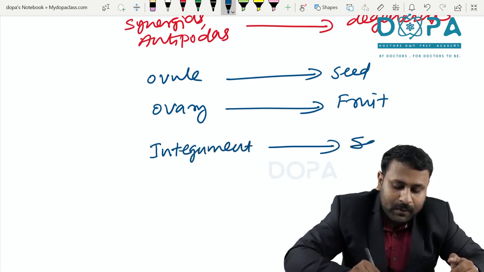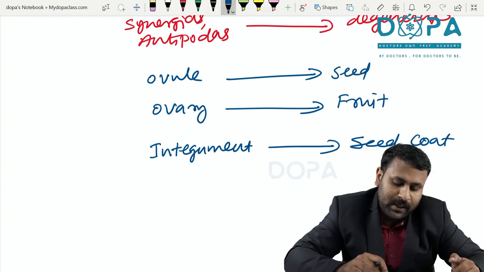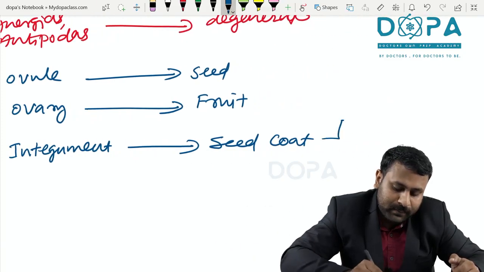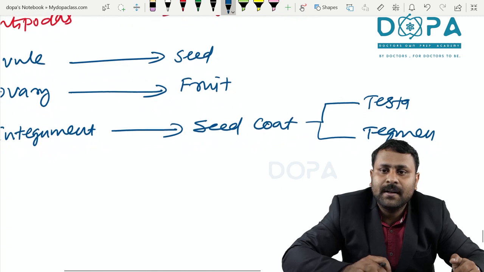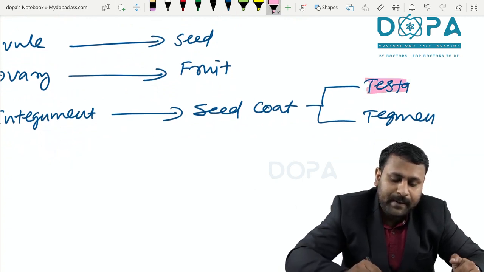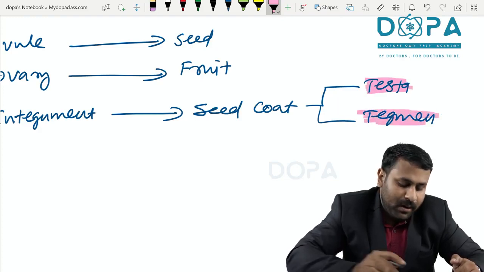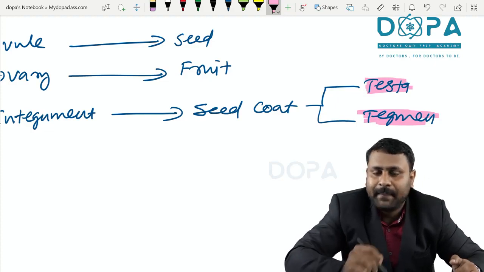Integument develops into seed coat. The ovule develops into seed, then the covering of the ovule develops into seed coat. Seed coat has two layers, outer testa and inner tegmen. So integument develops into seed coat.